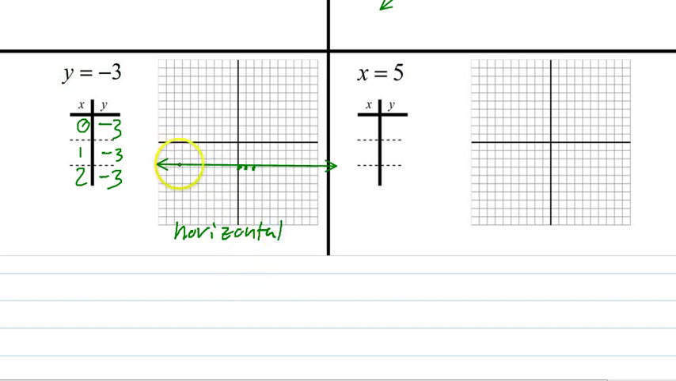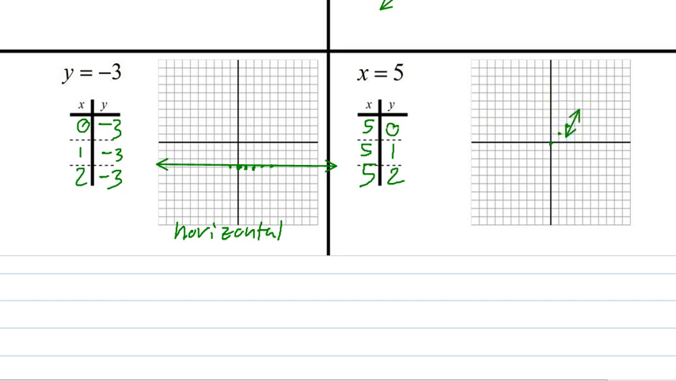It's going to always be the points where Y is -3. So it could be (-1, -3), (0, -3), (3, -3), (4, -3), but it'll always be on that line. And then similarly, X is 5. So X is always 5. And Y can be anything you want. So it would be (5, 0), (5, 1), (5, 2).